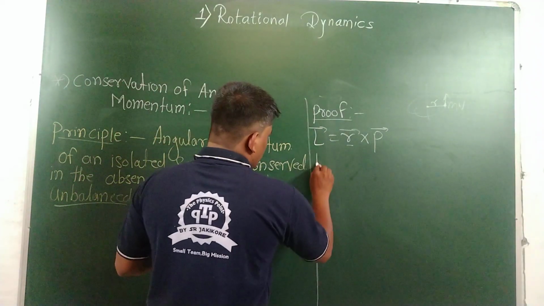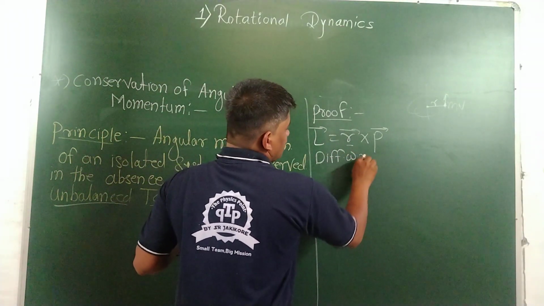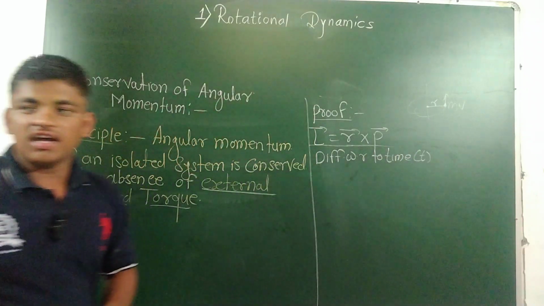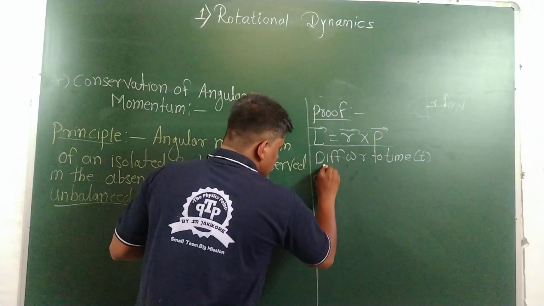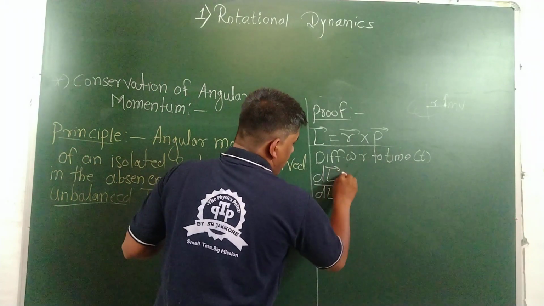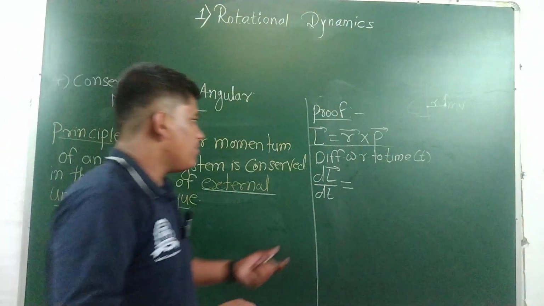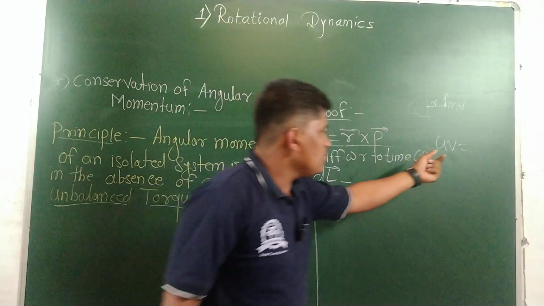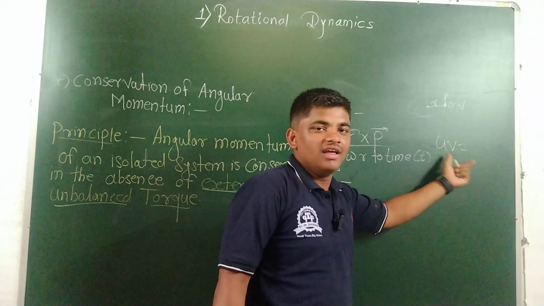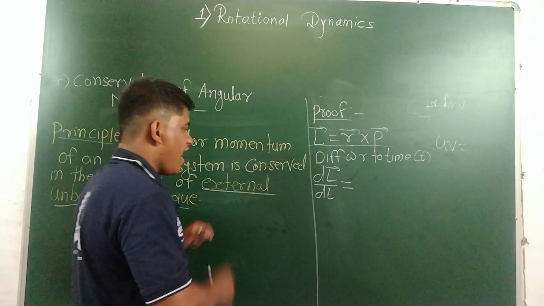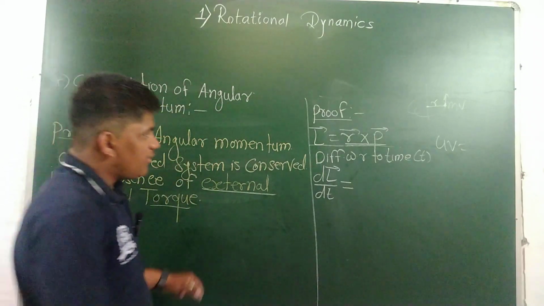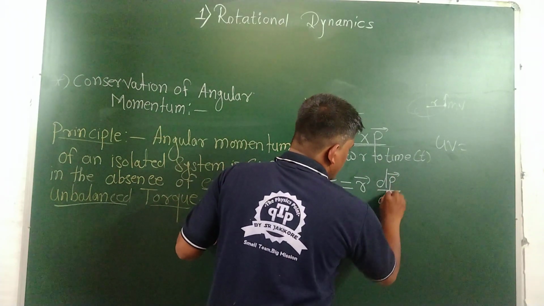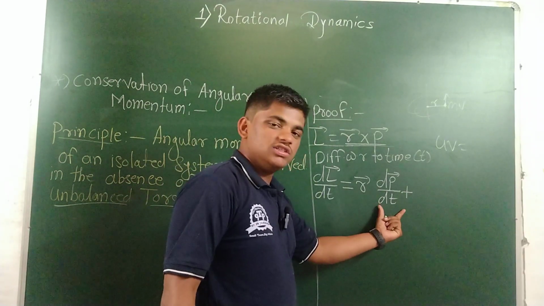Okay, we must use one step here: differentiate with respect to time t. So how can we differentiate? dL bar by dt: we have to use the product rule of differentiation, the u into v rule. Take the first term common and differentiate the second term, plus take the second term common and differentiate the first term. So the first term, r bar, stays common into the differentiation of the linear momentum, plus the second term differentiated with the first term kept common.